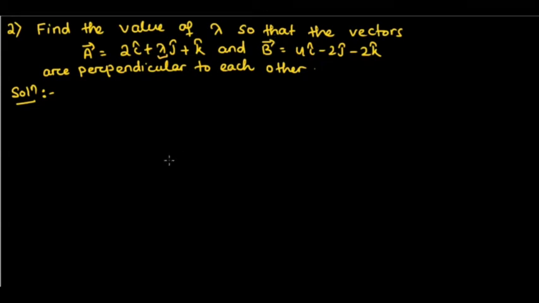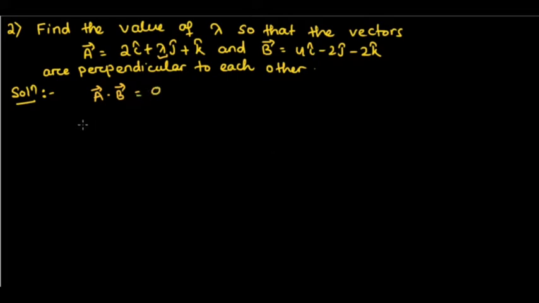So students, previous lecture में discuss किया था if two vectors are perpendicular to each other तो A dot B will be 0. The dot product of two perpendicular vectors is 0. तो A dot B will be 0 if the two vectors are perpendicular.